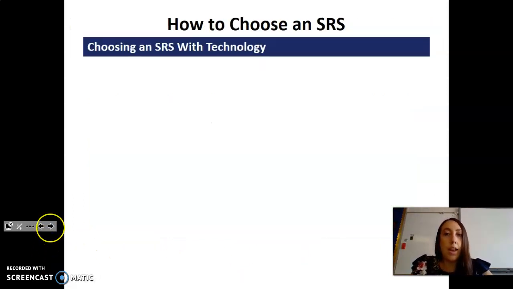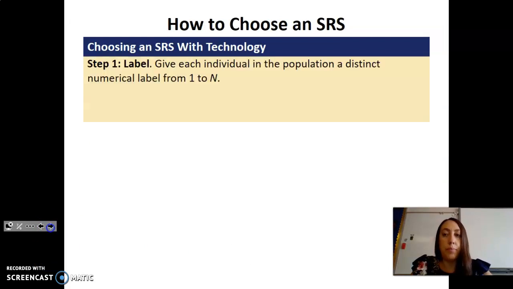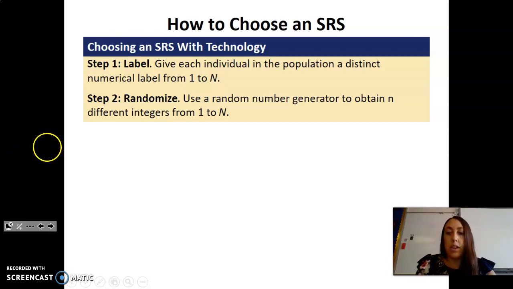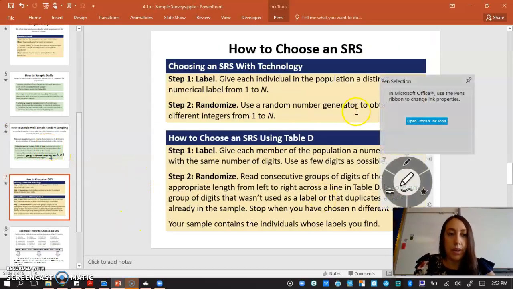So let's talk about how to choose a simple random sample. First step, you have to label the individuals in your population with a distinct number. So if I have 500 people, I have to label them from 1 to 500. I have to give everyone a distinct number. And then second, we can use our random number generator to obtain however many different digits we need for our sample. So let me close out of here for a moment.